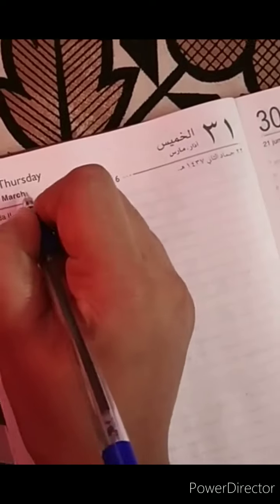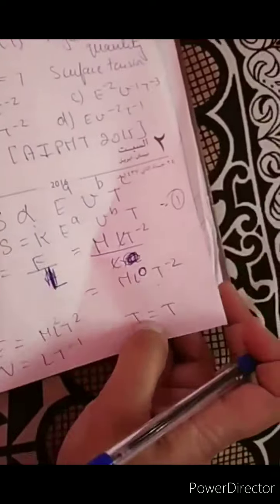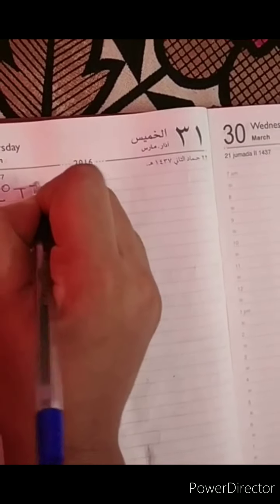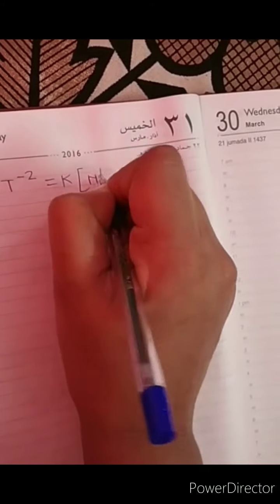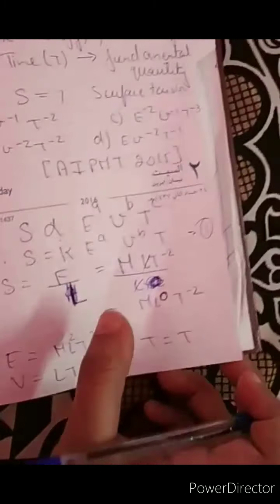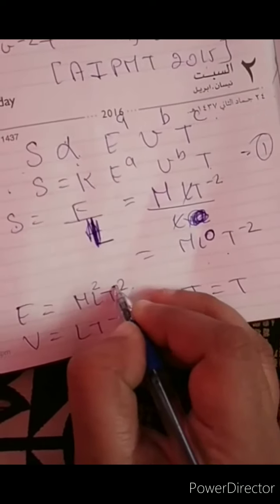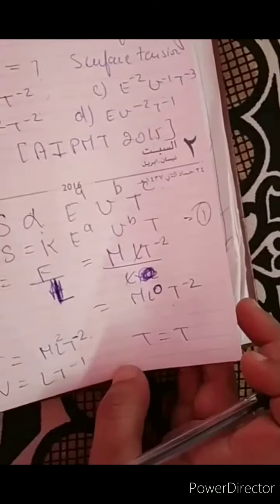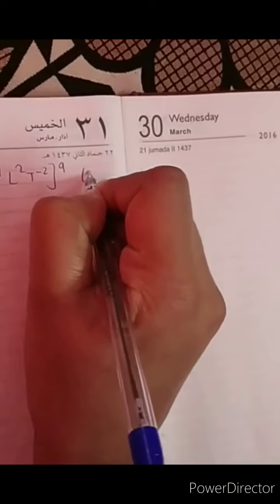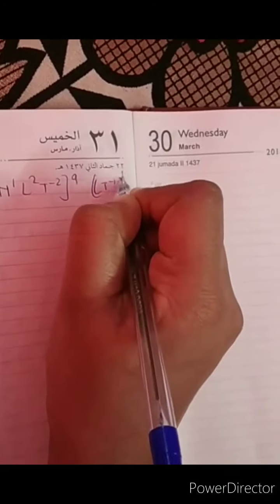M. So here is surface tension. So you just put all of this in equation 1. So we have M L0 T minus 2, which is equal to K, M1 L2 T minus 2 to the power A. Remember energy E to the power A, E is equal to M L2 T minus 2, right? And then we have V to the power B, that is L T minus 1, to the power B.